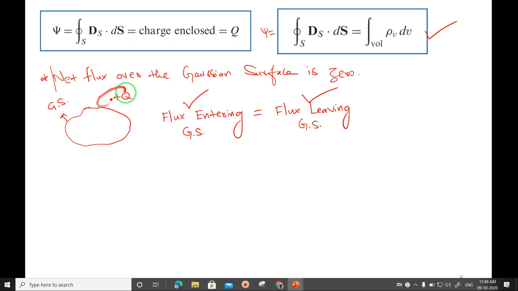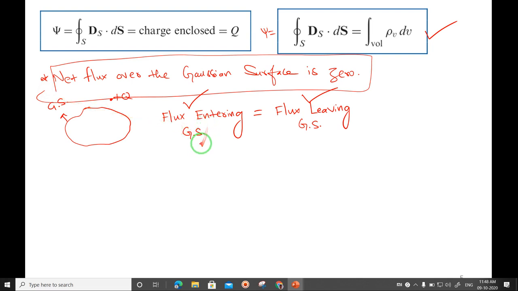Whenever the charge is outside the Gaussian surface, the net flux over the Gaussian surface is zero, because the flux entering the Gaussian surface is equal to the flux leaving the Gaussian surface, right? Okay, fine.